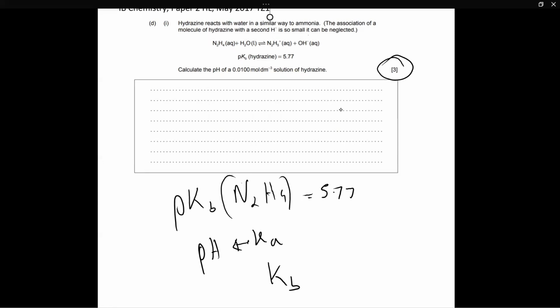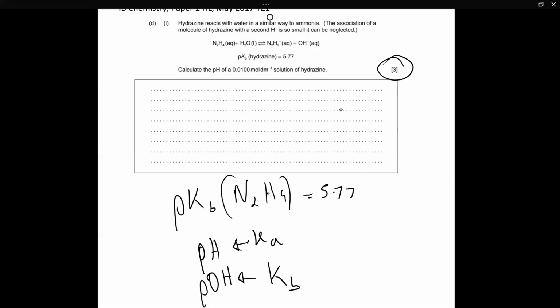But anyways, now that we've got that out of the way, we can use Ka values to get pH. What can we use Kb values to get? We can use Kb values to get pOH. What is pOH? I'm sure all of you have heard of pH and you're very familiar with pH. pH is potential of hydrogen.